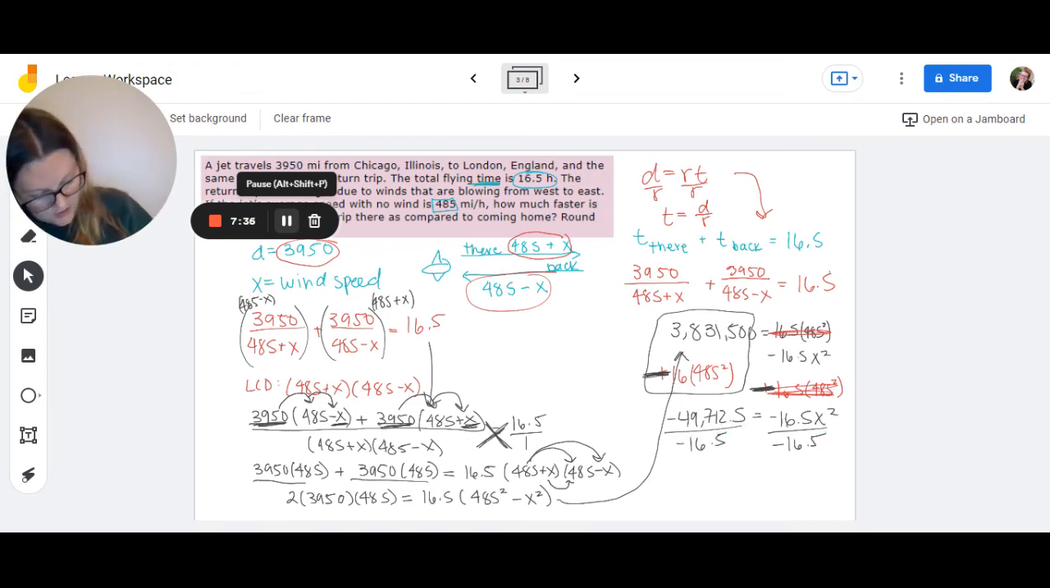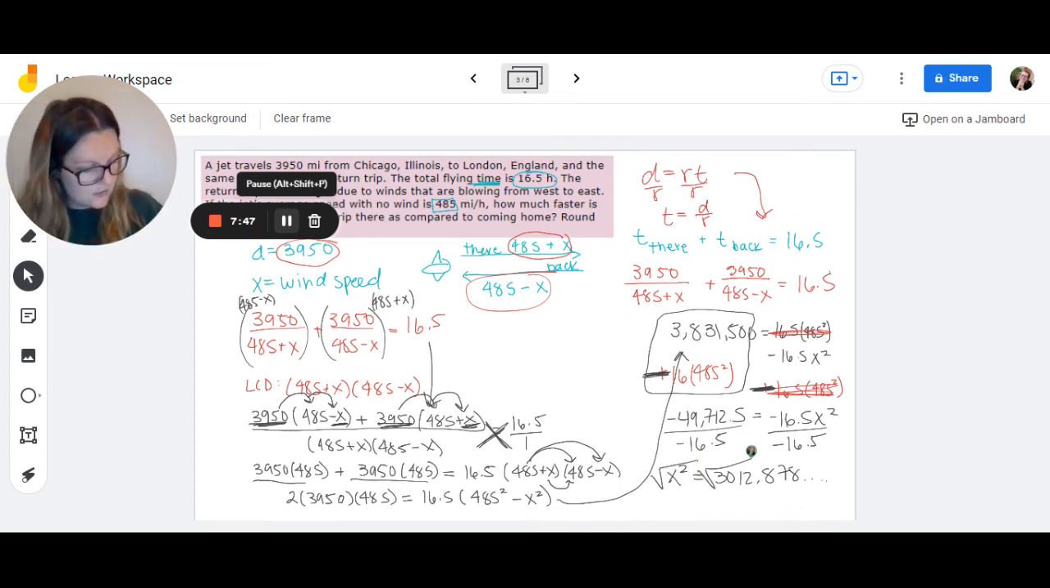So I'm going to get x squared is equal to 31.2878, and so on. I'm going to take the square root of each side, and then I'm going to get that x is equal to about 54, what did it say? Round to 3 decimal spots, so 54.889. Oh my goodness. Okay, we are almost there, y'all.